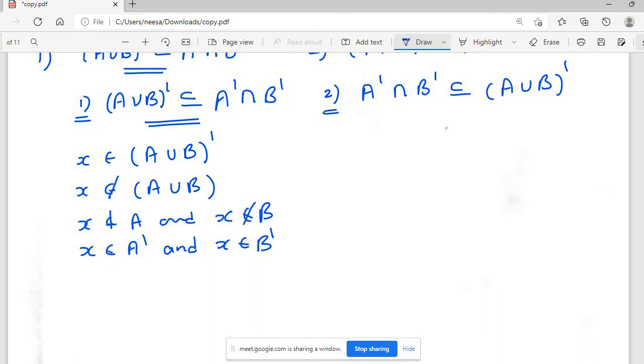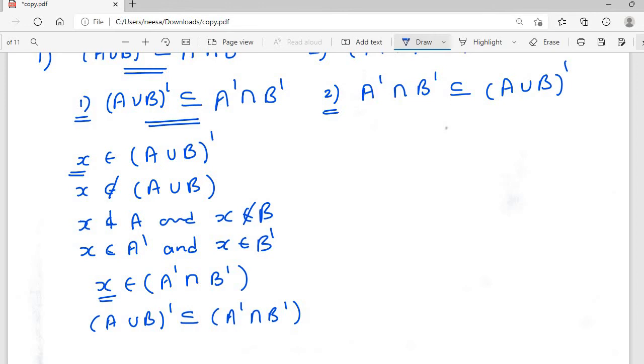So now we'll merge this back. X will be an element of A complement intersection B complement, because there is an "and". X belongs to A complement as well as to B complement, which means X belongs to A complement intersection B complement. So we started from X belonging to (A union B) complement, and we ended up showing that X also belongs to A complement intersection B complement, which means (A union B) complement is a subset of A complement intersection B complement, right? So this is step number 1. We have proved that (A union B) complement is a subset of A complement intersection B complement.